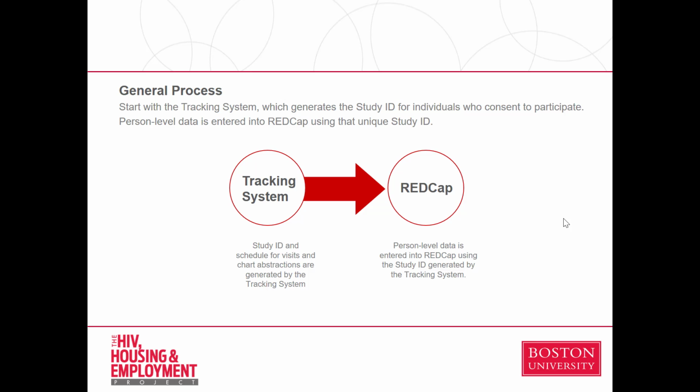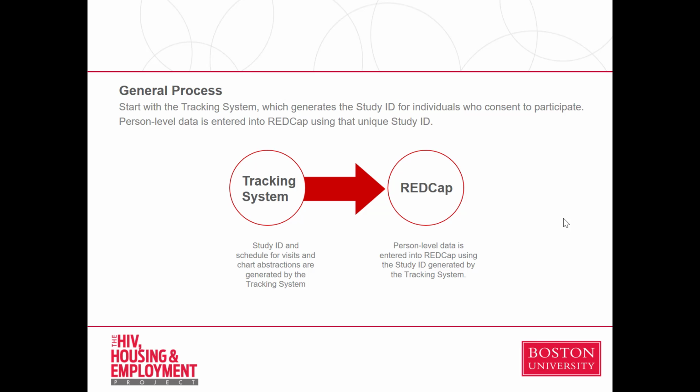The general process is to start with the tracking system, to enter a screening form within the tracking system which generates the study ID that we'll be using to refer to the participant from then on. So before you can enter information in REDCap, you first need to go to the tracking system and get an ID, a study ID for the participant.